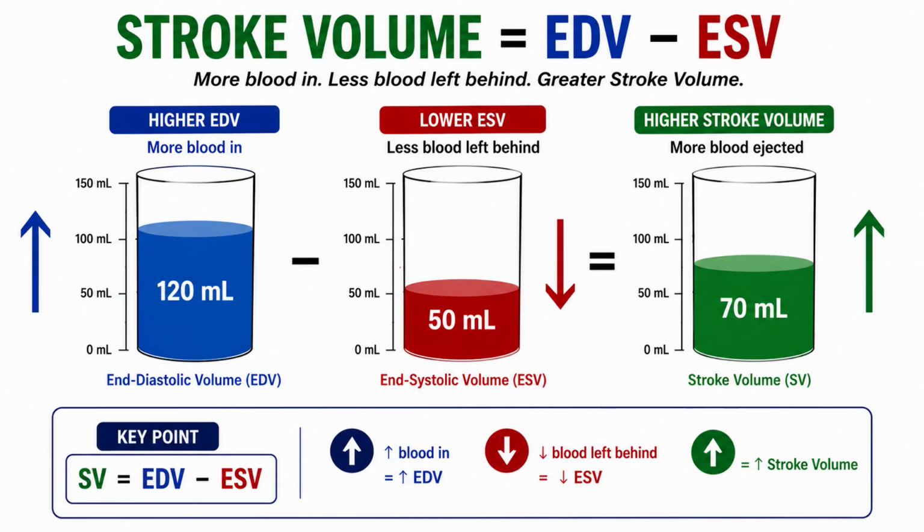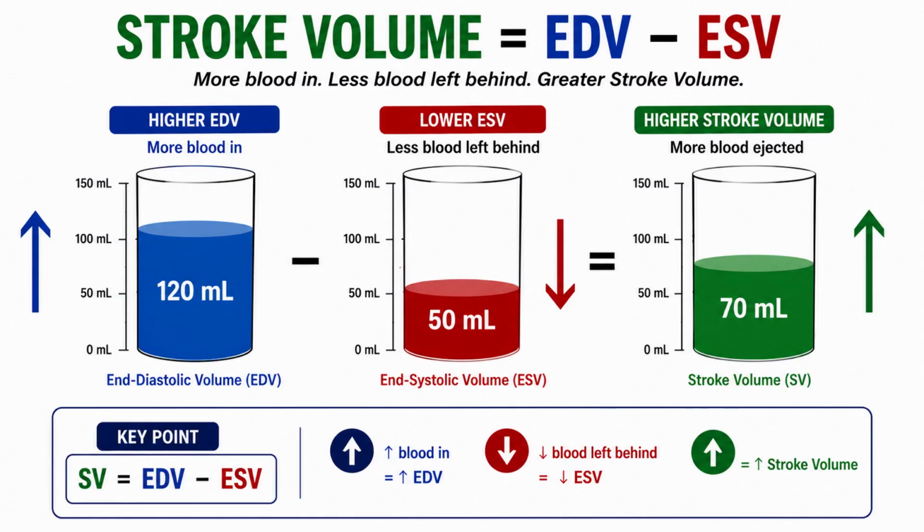So let's look at the image for an example. It illustrates how stroke volume is calculated. End-diastolic volume is the amount of blood in the left ventricle just before contraction. In this example, the ventricle contains 120 milliliters of blood. After ventricular contraction, about 50 milliliters remain.